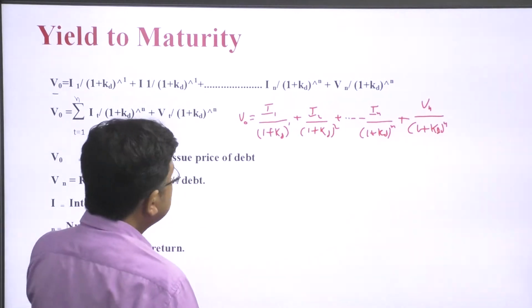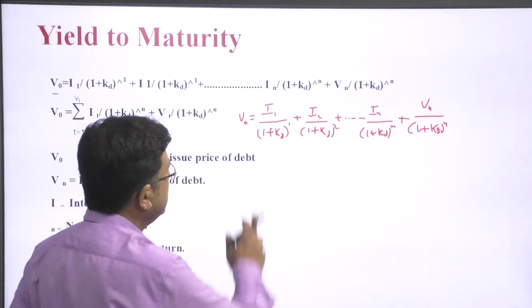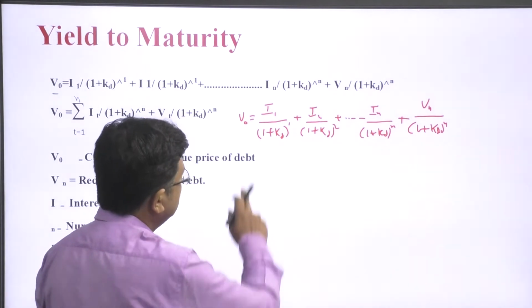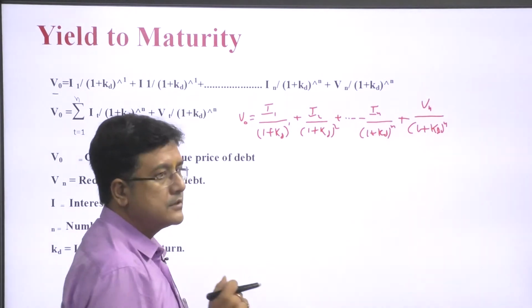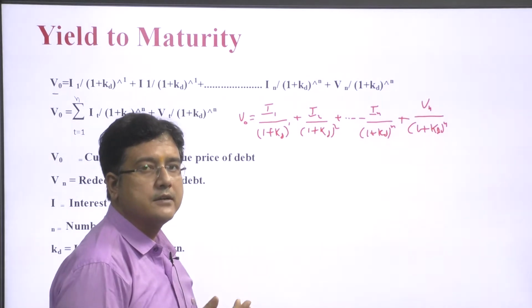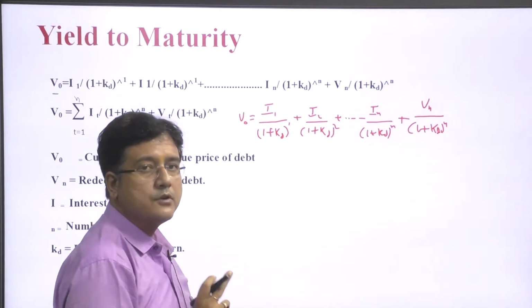Friends, V naught is the current issue price of the debt, I is interest, 1 is a constant, and KD is the cost of debt or internal rate of return. KD is the internal rate of return that we expect. This is for the first year.